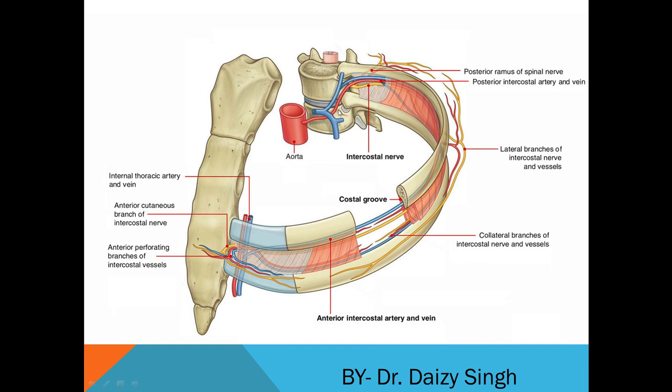If you see this slide, this is the anterior aspect, the posterior aspect, the subcostal groove you can see, and you can also see the various structures: vein, artery, nerve. Can you see? And anteriorly they give off the perforating branches. You can see over here.